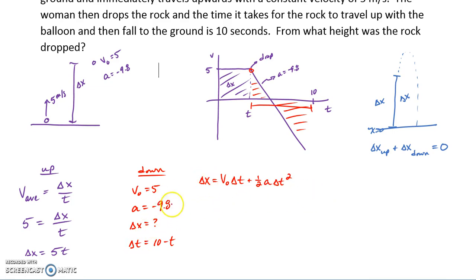So you saw that's the equation I'm using, and we're going to have to solve with it. I've chosen another model, and now I'm going to substitute information into there. So the delta x is still an unknown. My initial velocity is 5. My change in time is 10 minus t. Oh, this is not going to be pretty. Plus 1/2 acceleration, negative 9.8, then time is 10 minus t quantities.